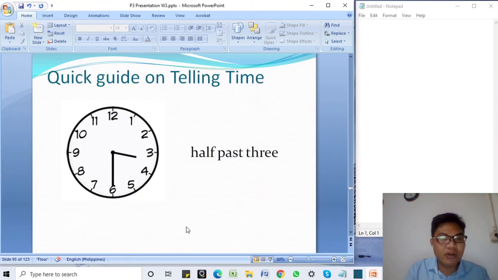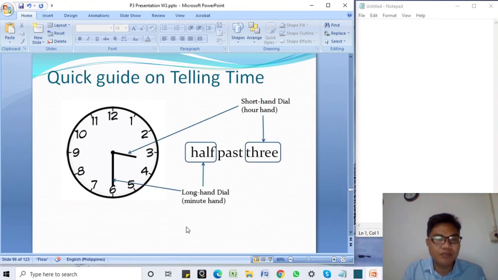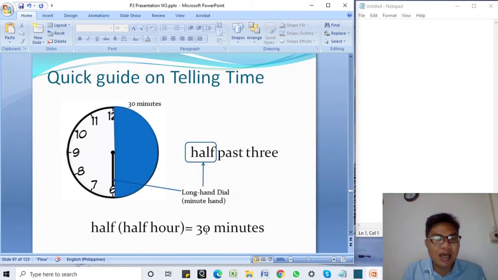So another term for 3:30 is half past 3. So half is the minute hand. Actually, this means half hour. So when you say half, that is half hour. So the half of 1 hour is 30 minutes, right? So that's how we get the 30 minutes in half hour. So that's how we get half past 3.